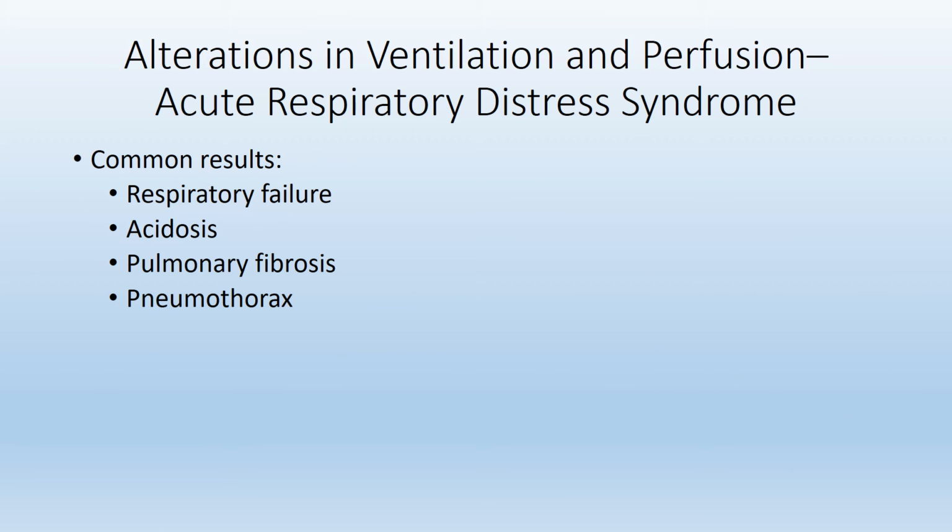Okay. So some common results from acute respiratory distress syndrome: respiratory failure, obviously. Acidosis is a really strong indicator that we have this acute respiratory distress syndrome. Pulmonary fibrosis, so we get replacement with scar tissue compared to the normal tissue that is there. And then if we start to replace these areas with tissue that's not supposed to be there, we might end up getting a pneumothorax, or air in the pleural cavity.